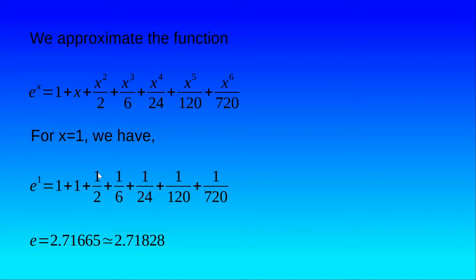Now, let's estimate e raised to 1. So, for x is equal to 1, we have this as the series. Now, this gives you a value of 2.71665, which is very, very close to 2.7188, which we have found using the calculator. So, now let's have a look at what would be the truncation errors.